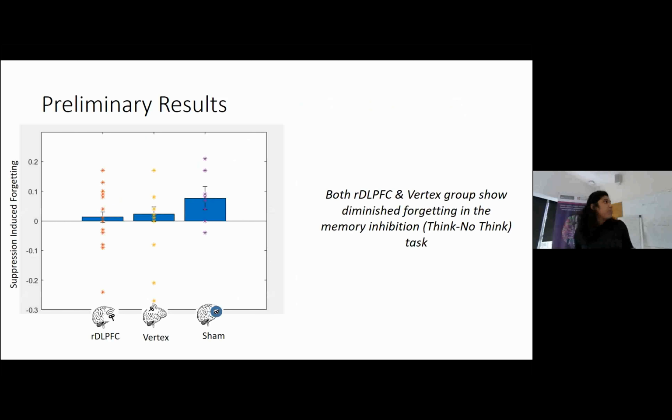So we see that both the RDLPFC group and the vertex group show diminished forgetting in the memory inhibition task, while the sham group performed as expected, as in a normal TNT task. And this led us to think about why the vertex is also behaving similarly to the DLPFC. Is it just because the active stimulation is creating these effects, or is there anything else going on?